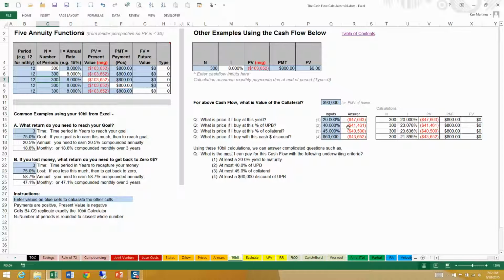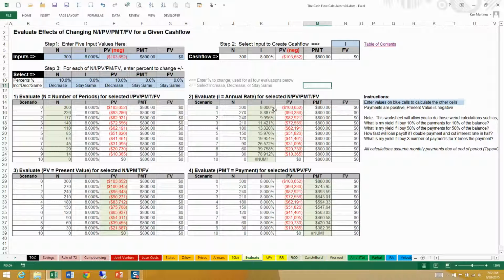So you can see as you start to play around with your calculator, you can really create scenarios that would satisfy multiple underwriting criteria. And that's the calculator. This next tab is a bit more advanced, it's kind of a step up, but what we're doing here is a 3-step process.